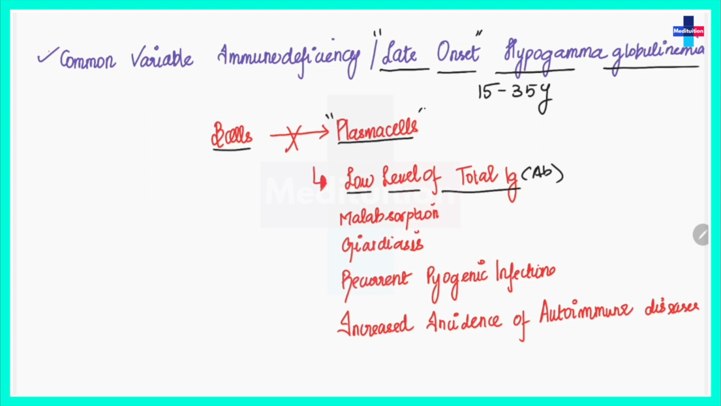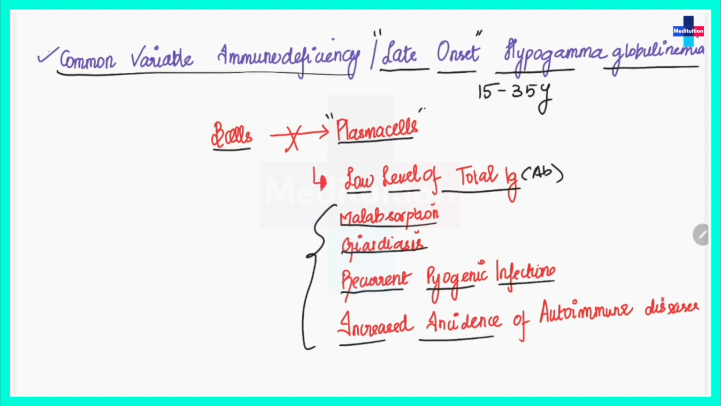Other than this, there are also other manifestations. They are malabsorption, giardiasis, recurrent pyogenic infections, and increased incidence of autoimmune diseases. All these manifestations are seen in common variable immunodeficiency. To treat this disease, we have to administer gamma globulin preparations to the patient. We can administer them intramuscularly or intravenously. That will correct the low level of total immunoglobulins and the patient will recover.